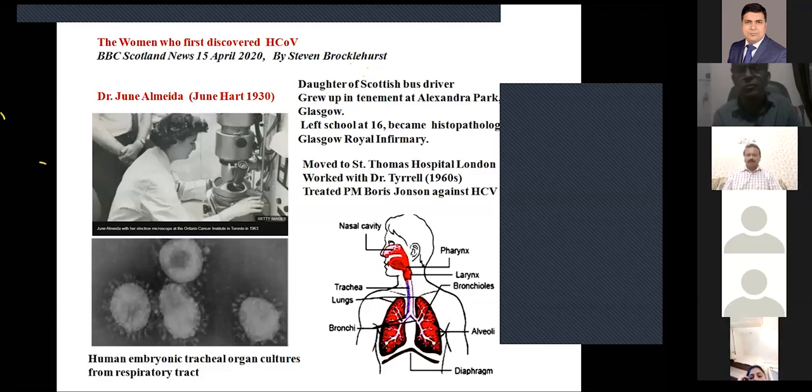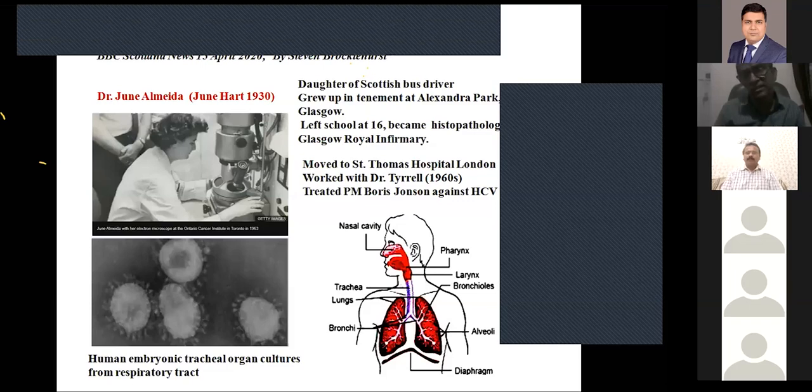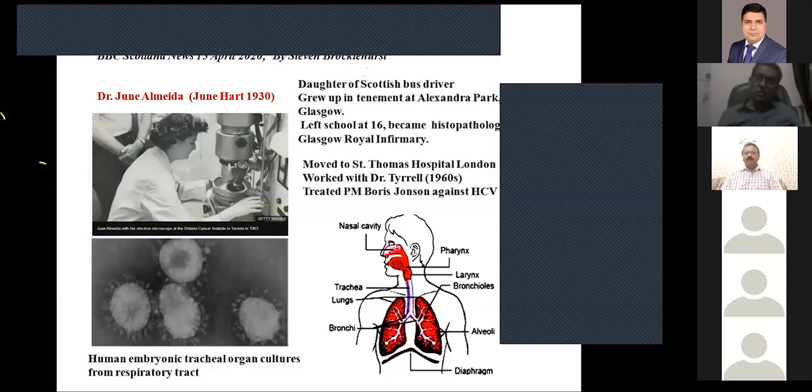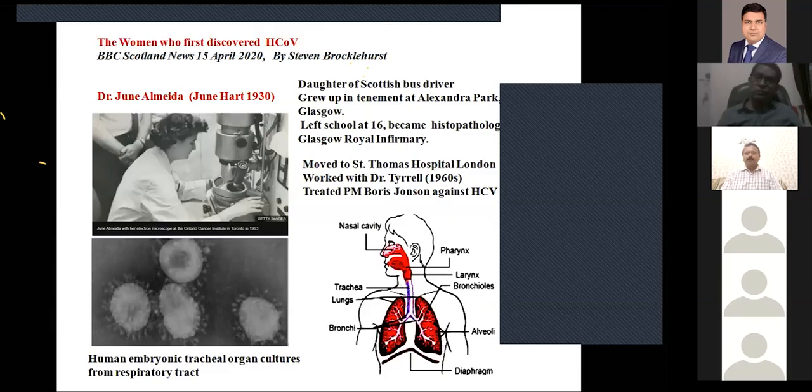who was the co-discoverer of this virus, along with Dr. June Almeida. She worked with Dr. Tyrrell in 1960, and she was the first woman who investigated the structure or morphology of the human coronavirus using the electron microscope. You know, the electron microscope was discovered around 1930. The main portals through which coronavirus enters the human body are the nasal cavity, then the mouth, and then the eyes.